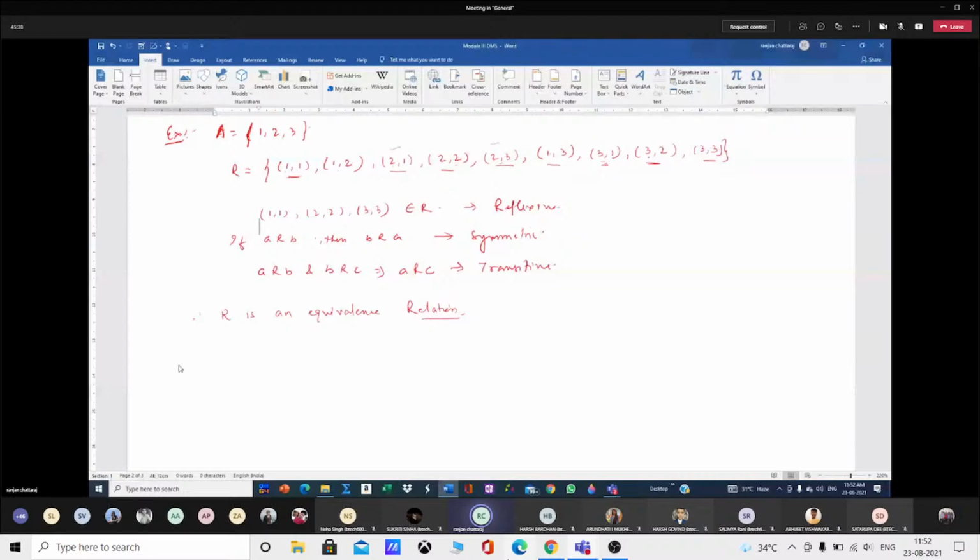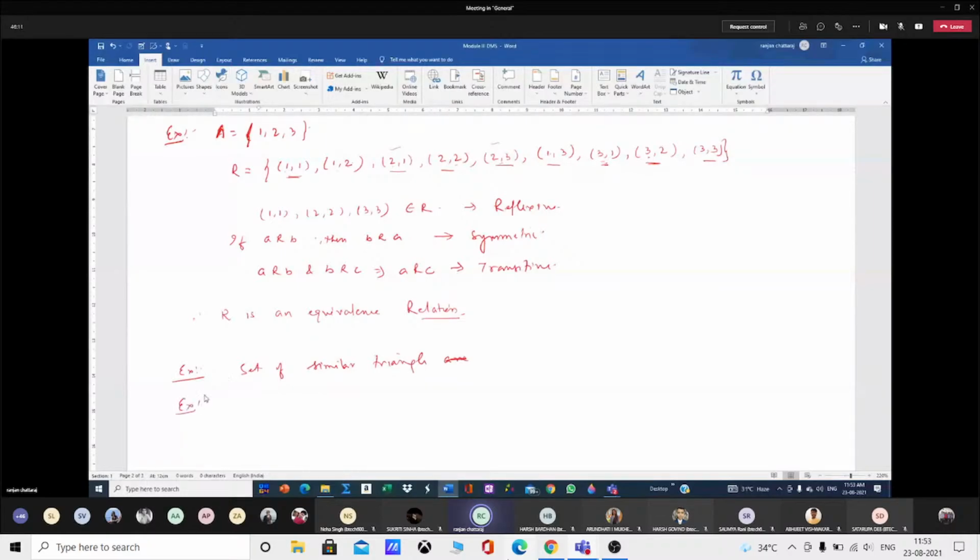For example, firstly, a set of similar triangles, and here if you define the relation, that relation is an equivalence.